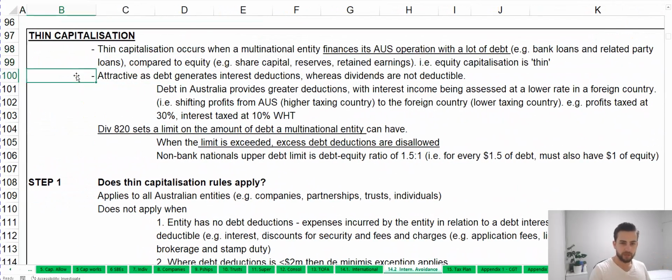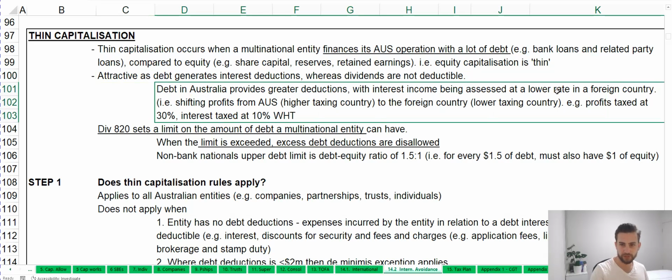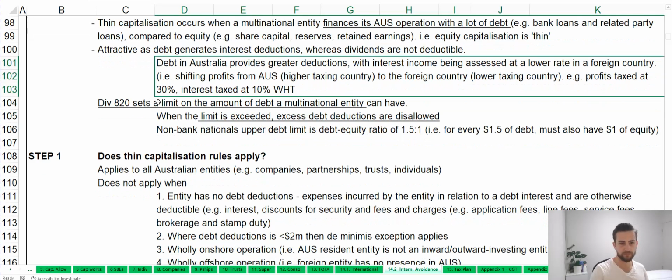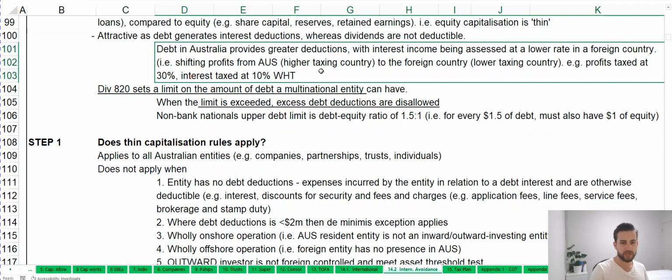So it's attractive to companies to structure their business as having lots of debt because you get a deduction for interest, whereas if it's equity, you don't get deductions. For example, you pay a dividend, a company's not going to get a deduction for a dividend. So debt in Australia provides greater deductions, with interest income being assessed at a lower rate in a foreign country, e.g. shifting profits from Australia to the foreign company, and profits are taxed at 30%, interest taxed at 10% withholding tax. Yeah, so there's a lower tax rate. That's another good point. So there's a lower tax rate for any interest, right? So you're going to pay 10% withholding tax, but for profits you're going to pay 30% tax.